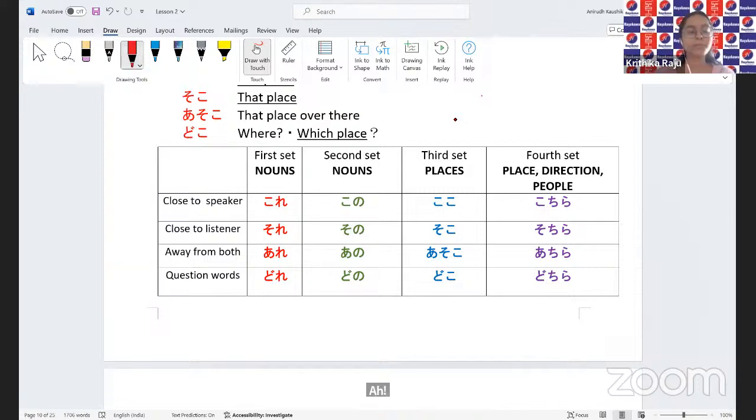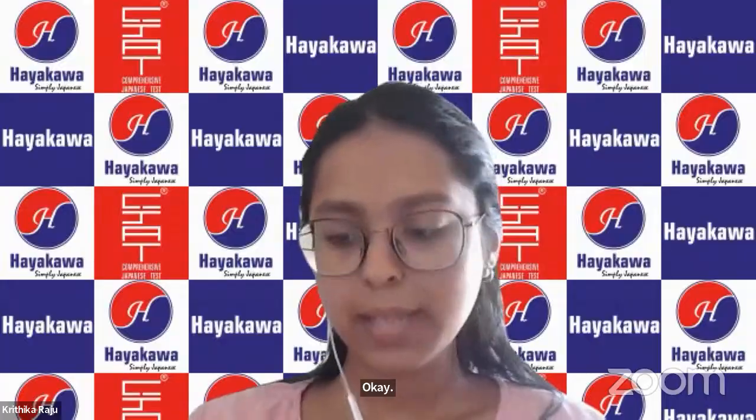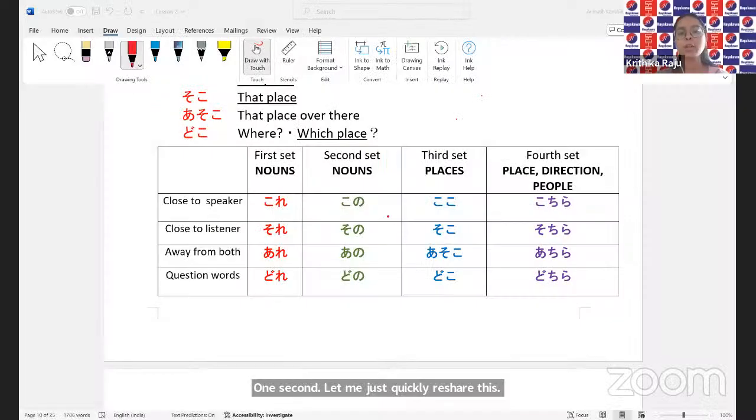Places. Okay. One second, let me just quickly reshare this. All right, so that is the third column that you see over here. Can you all read the words?